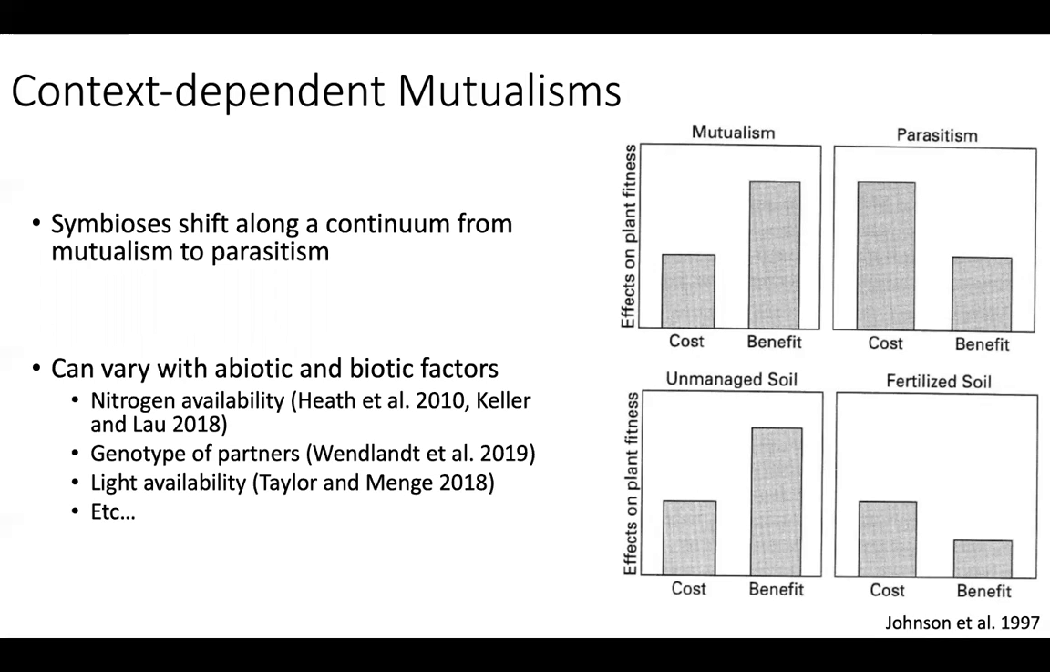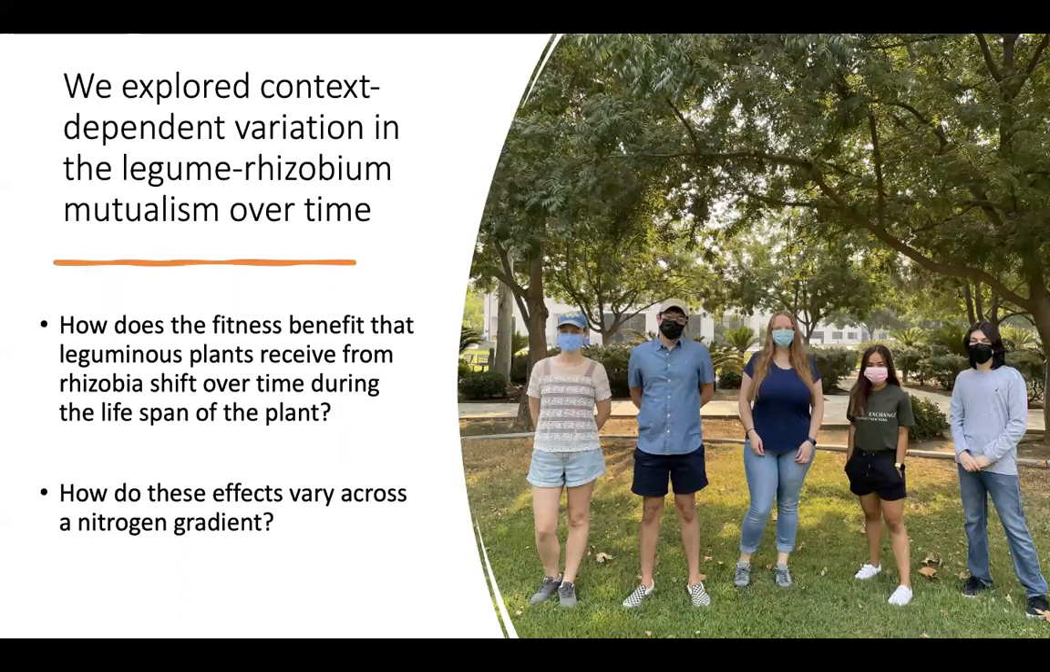For example, as nitrogen availability increases, the need for rhizobia may decrease, creating cheaters that use carbohydrates produced by the legume without nitrogen exchange. We may expect this in heavily fertilized soil. For our study, we explored context-dependent variation in the legume-rhizobium mutualism over time. In particular, we asked, how does the fitness benefit the leguminous plants received from rhizobia shift over the lifespan of the plant? And how do these effects vary across a nitrogen gradient?